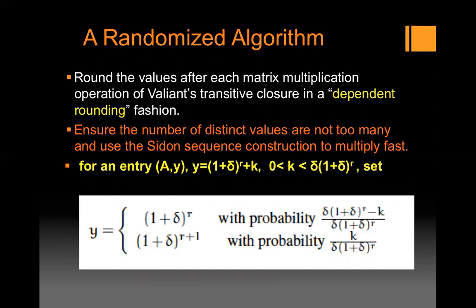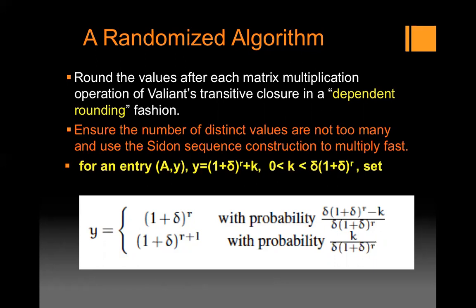So for this, we employ a randomized rounding in the following way. If your score y is, say, 1 plus delta to the r plus k, then we either round it up to 1 plus delta to the power r plus 1, or we round it down to 1 plus delta to the r, with appropriate probability, so that in expectation, the score of y remains the same as the original score. This type of rounding has a flavor of dependent rounding, which has been used quite successfully for rounding LPs, linear programs, in tackling NP-hard problems to design approximation algorithms. So we borrow the ideas from there and bring them here.